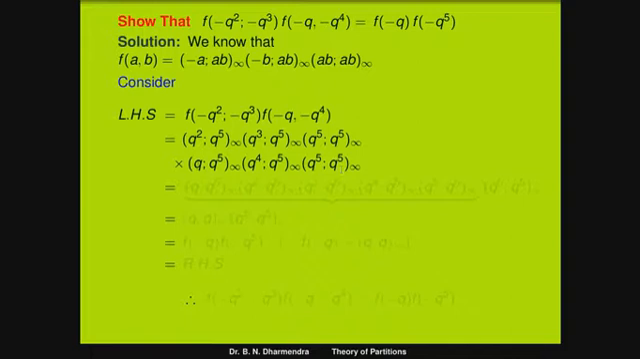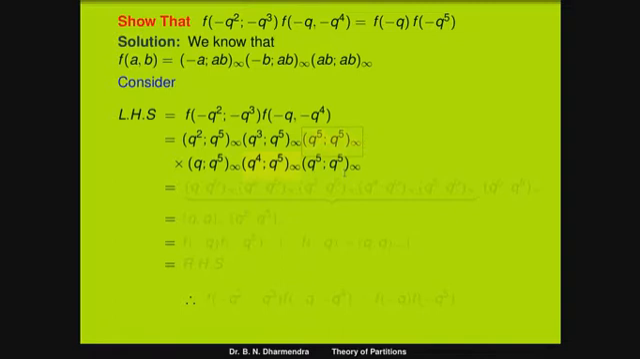The first term is minus (q; q^5)∞, in terms of increasing order. Here minus (q^2; q^5)∞. The next term is minus (q^3; q^5)∞. The next term is (q^4; q^5)∞. The next term is (q^5; q^5)∞. The remaining term is this one, (q^5; q^5)∞.